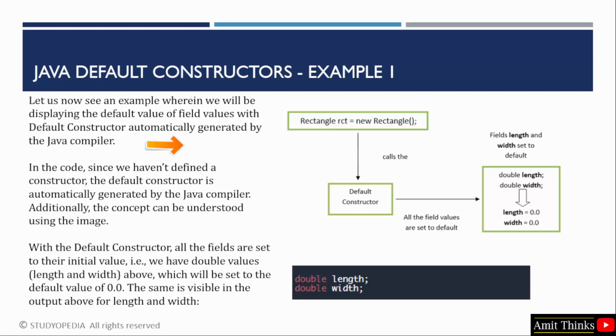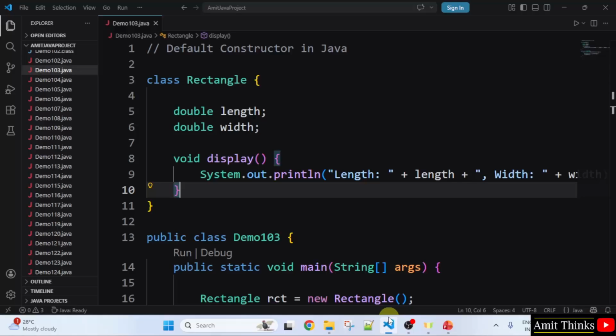On the right, we have the same rectangle class with the rct object. When we create this object, Java will call the default constructor automatically, and all the field values are set to default. We already saw the double length and double width. So when we call the default constructor, both the fields will be set to 0. Since they are double, the default will be 0.0 for length and 0.0 for width. Okay, so let us now see an example to understand the default constructor.